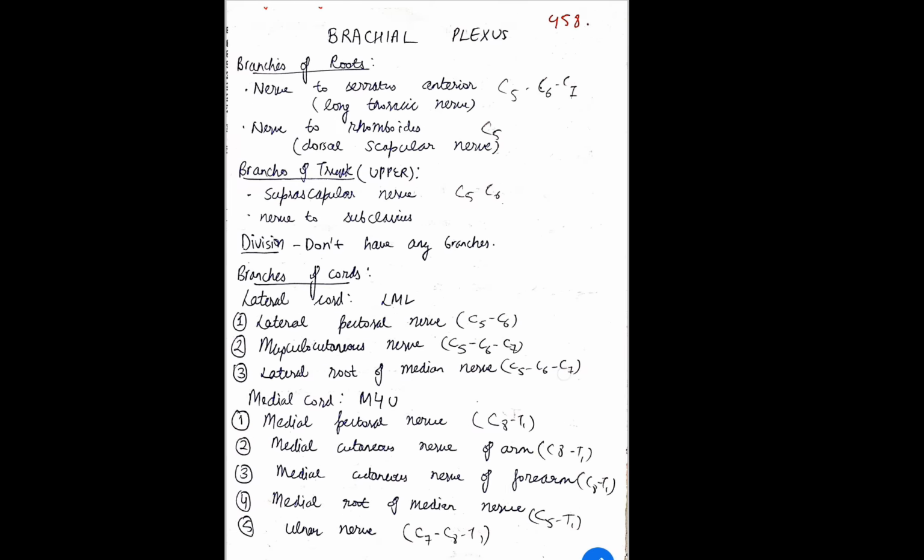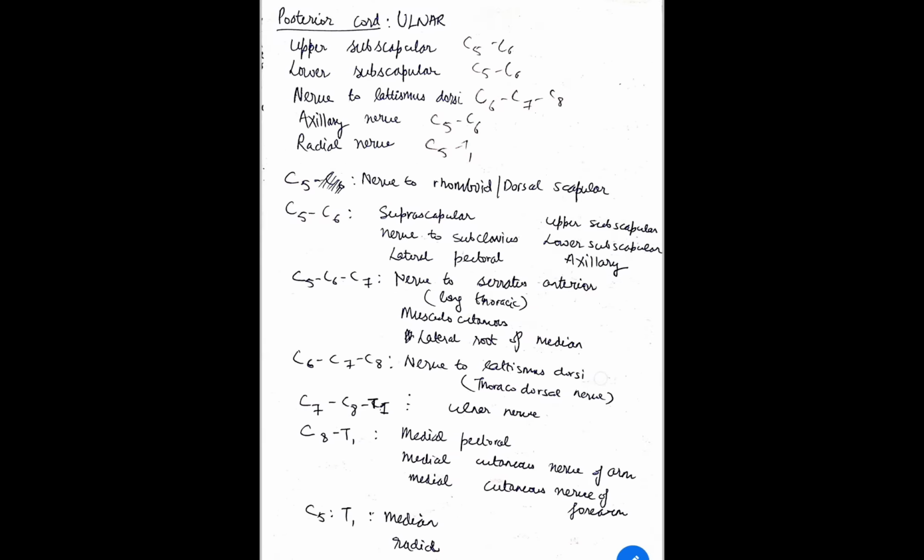Now we need to remember the root values. First we'll be discussing C5. C5 root value only is for the nerve to rhomboid or dorsal scapular. That was a branch of the roots. From the roots, the rhomboids, C5.